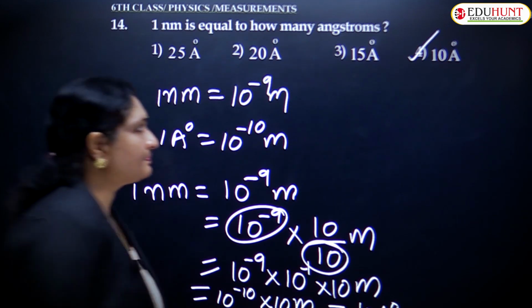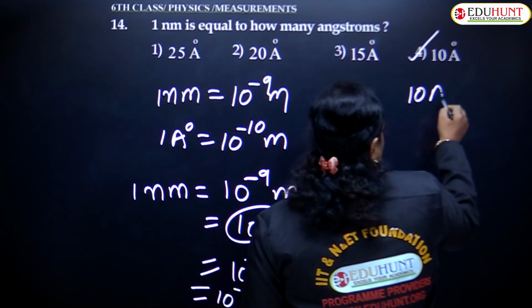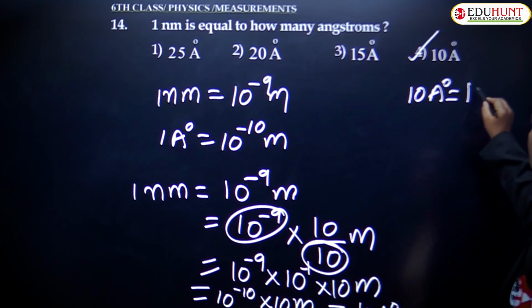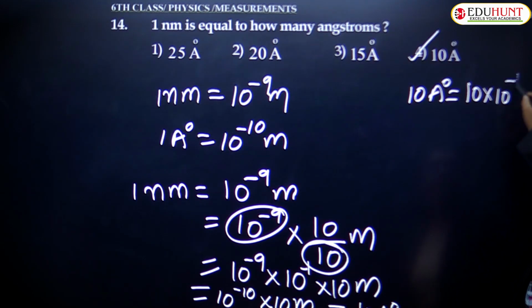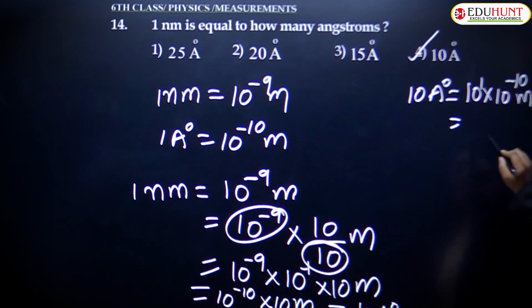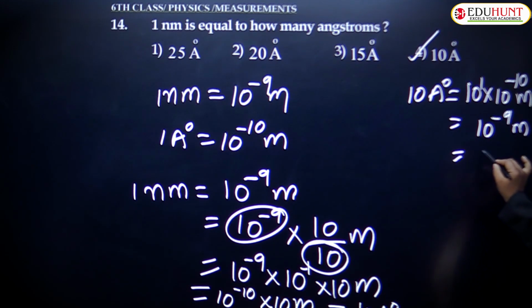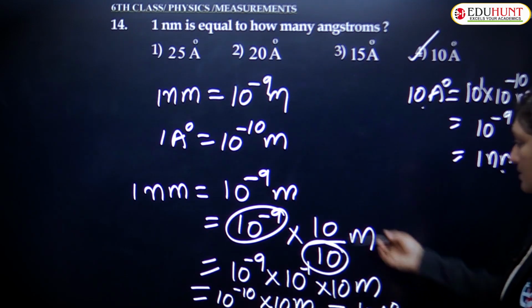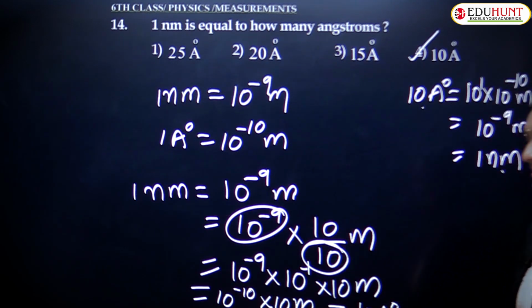Shall we check it back? So, 10 angstrom units is nothing but 10 into 10 power minus 10 meters. 10 into 10 power, nothing is there, means you carry 1. 1 minus 10, how much is that? 10 power 1 minus 10 is minus 9 meters. 10 power minus 9 meters is nothing but 1 nanometer. Same thing. So, 1 nanometer equals 10 angstrom units.